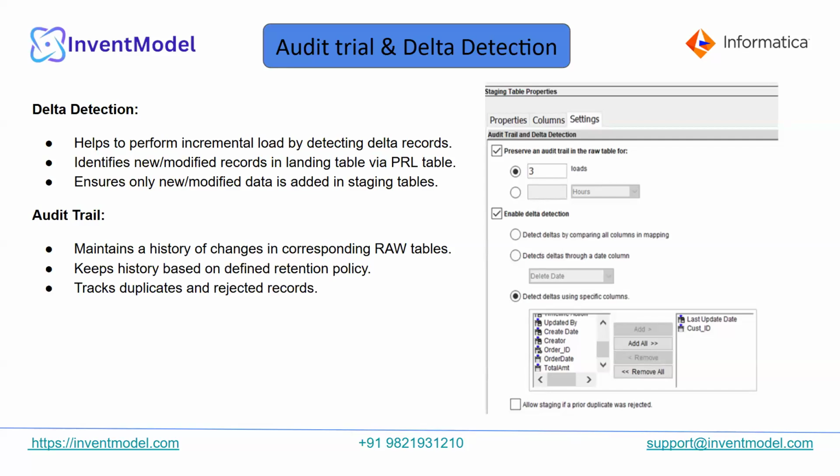Also, we can keep the history so that we can perform the audit for that purpose. Or we have one more option where we can retain the history for a certain period of time. Basically, the audit trail tracks duplicate and rejected records. So that's what we have in the audit trail. Next.